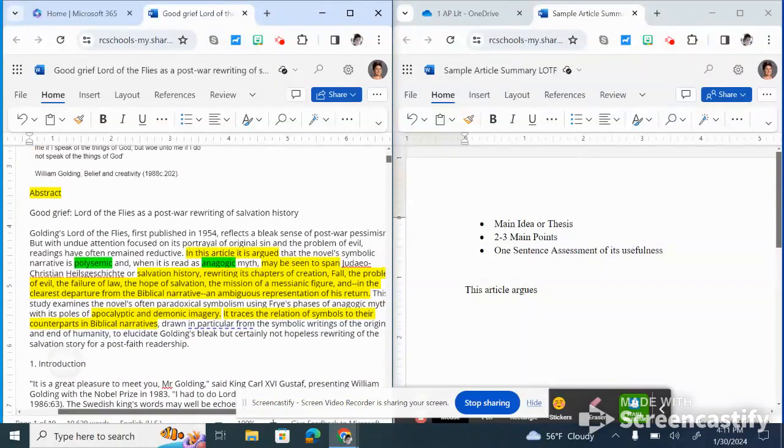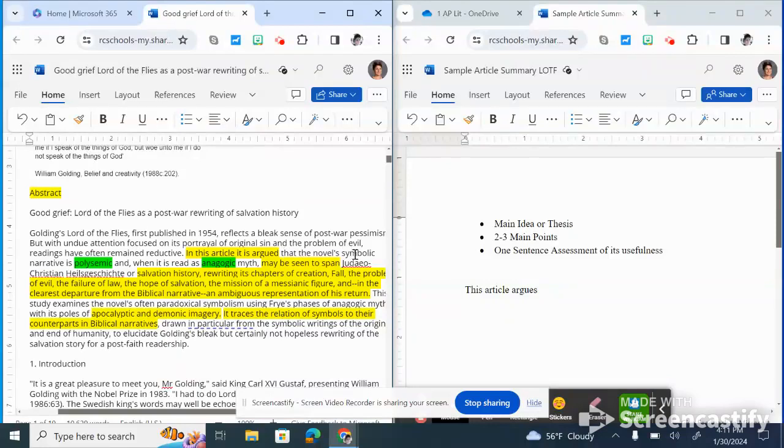Now, to make it easier, I've gone ahead and highlighted the parts that I skimmed in order to make the video go quicker. So the abstract should give me the main idea or thesis. And in fact, as I am reading this paragraph about Lord of the Flies, I see first published reflects a bleak sense of post-war pessimism. And then I see in this article, it is argued. Boom, there's a signal. I need to pay attention.